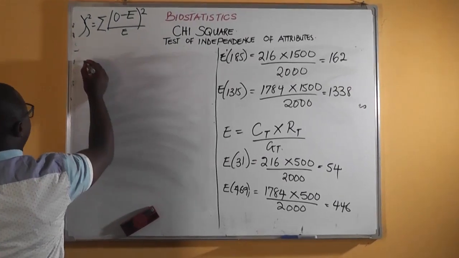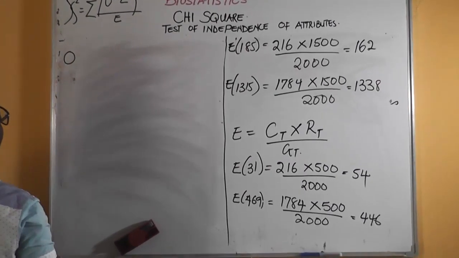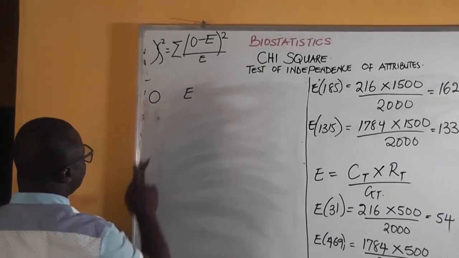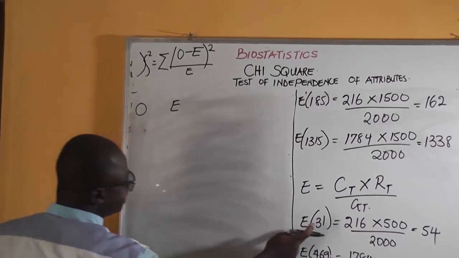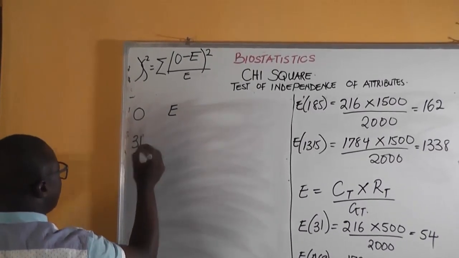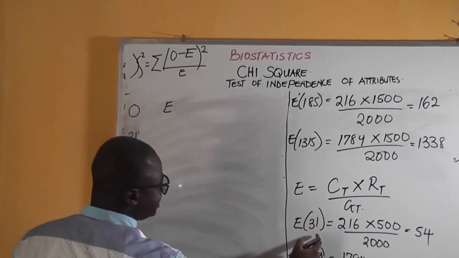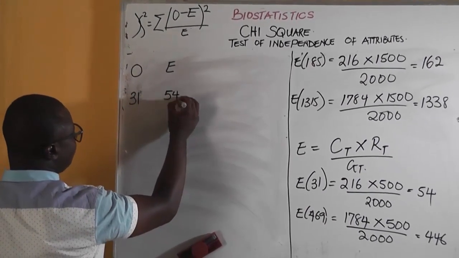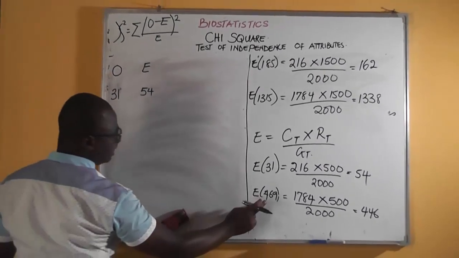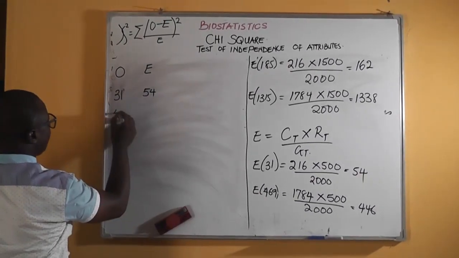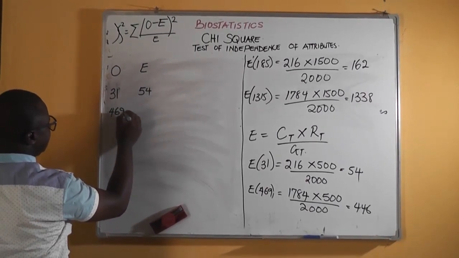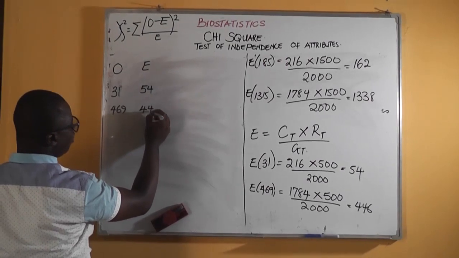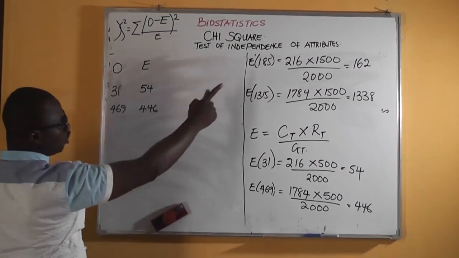I'm going to write the observed values here, okay? Then I'm going to write the expected values. Now let me finish with this one. So what was our first observed value? It is 31. Then what is the expected value for 31? Expected value is 54. Are we together? Then the next one, observed value is what? 469. What is the expected value for that? It is 446. The third one is what?